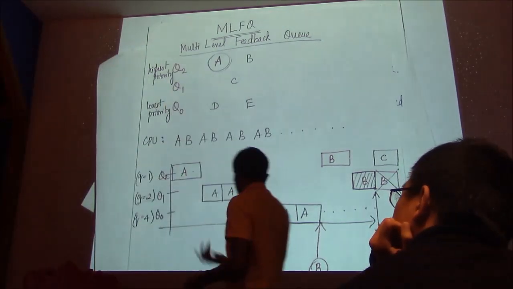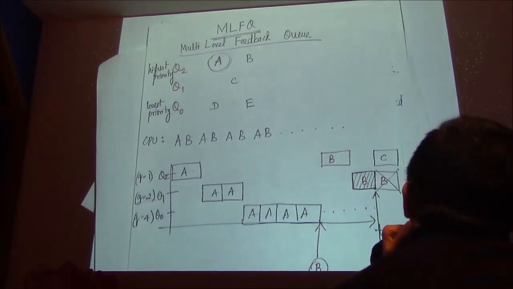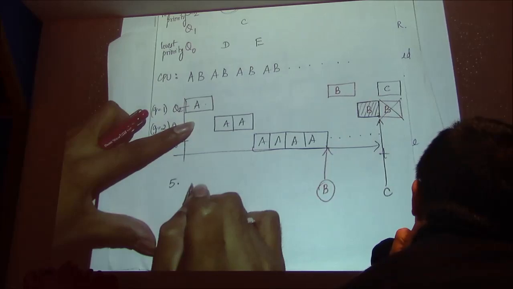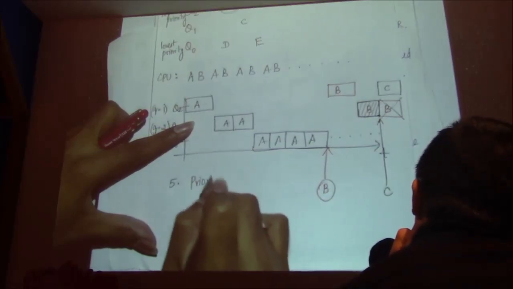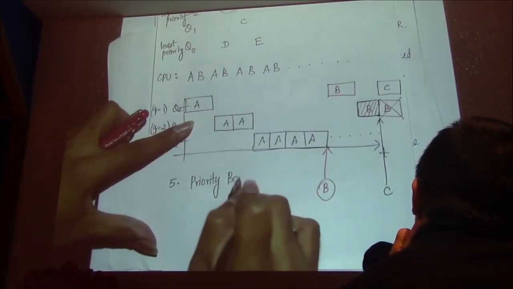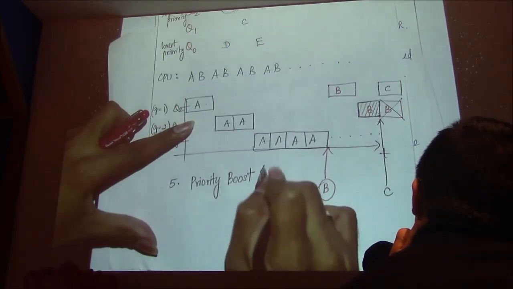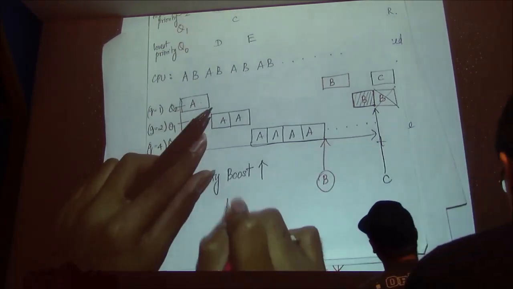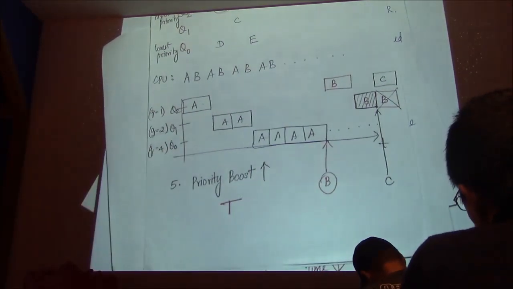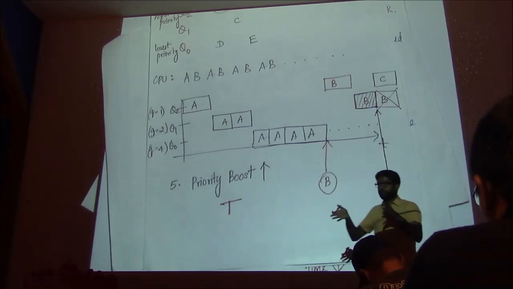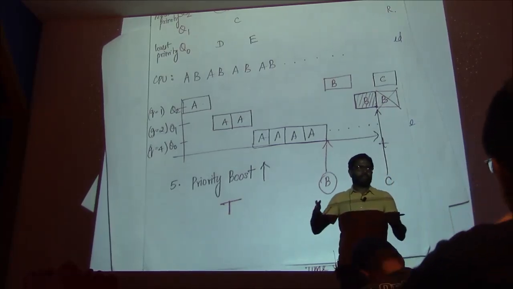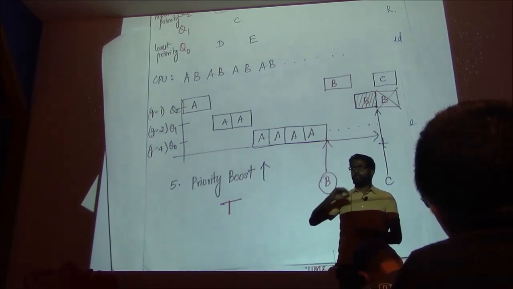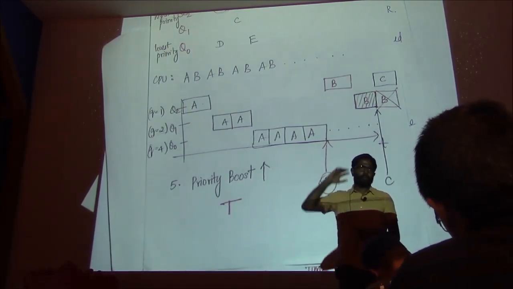So the rule that we have for that, let's call it rule 5, is called the priority boost. What this means is, after some time interval T, where T can be, let's say, 10 seconds or even 20 seconds, just move all the processes in the system to the topmost queue.